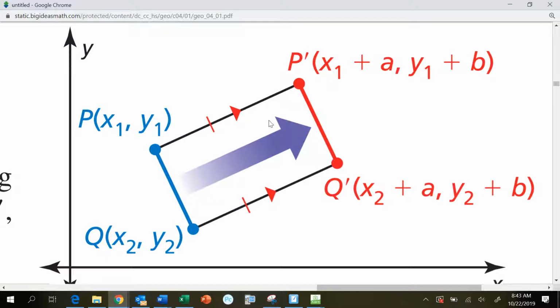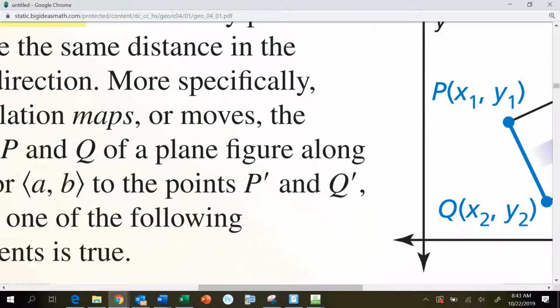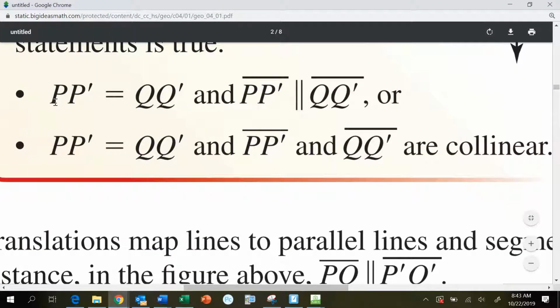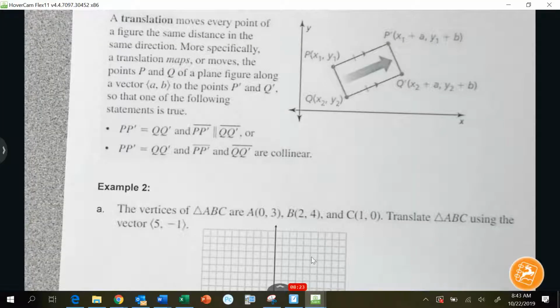It is a translation, though. That's the word we're going to use, translation. Okay. And then it has some more information that says that the P to P prime is the same. Ooh, I'm using the word prime. Do you know what I'm talking about? Probably not. Do you know what I'm talking about when I say prime? Yes or no? No. Okay.